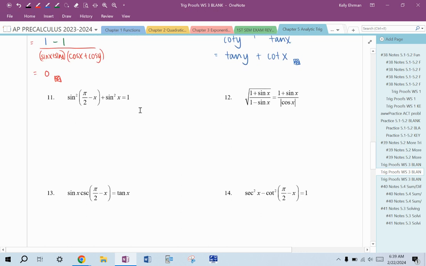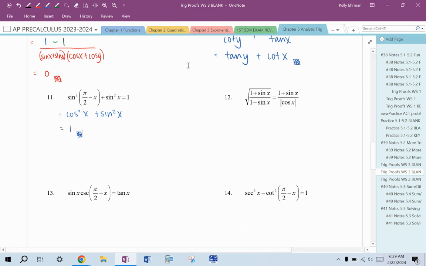Okay, last one that we're doing today, and we're back to a co-function identity. So remember, having a sine squared right here is the same as having the squared out here. So you can say the sine of pi over 2 minus x is cosine, and then we're squaring that. So you're allowed to make this cosine squared plus sine squared, and that's equal to 1. Gosh, that was a super short proof.